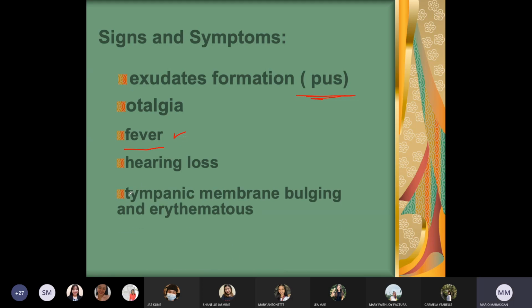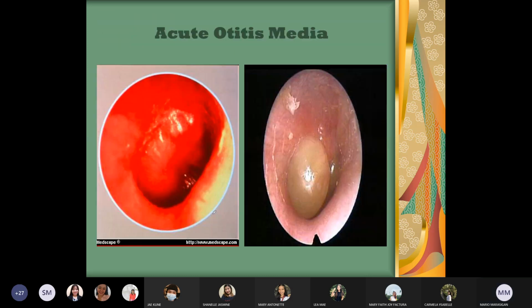You can see tympanic membrane bulging and redness through your otoscope. This is the normal, pearly gray, and this is the erythematous tympanic membrane.